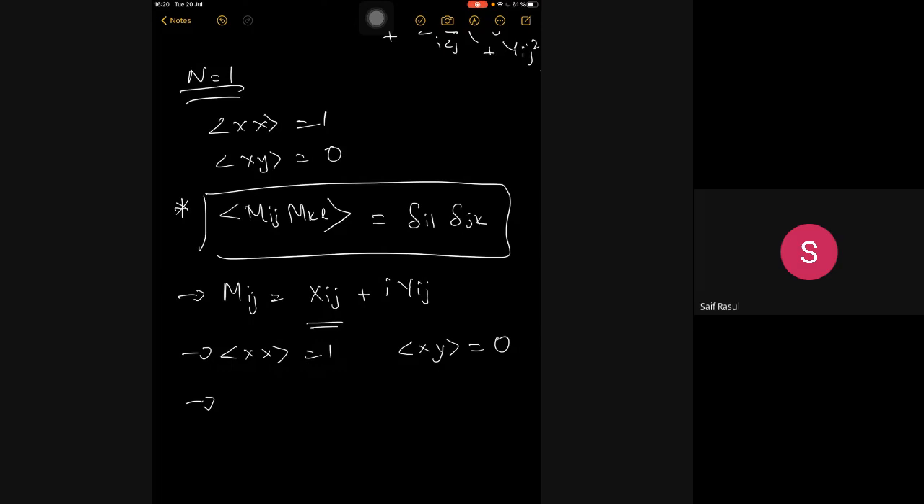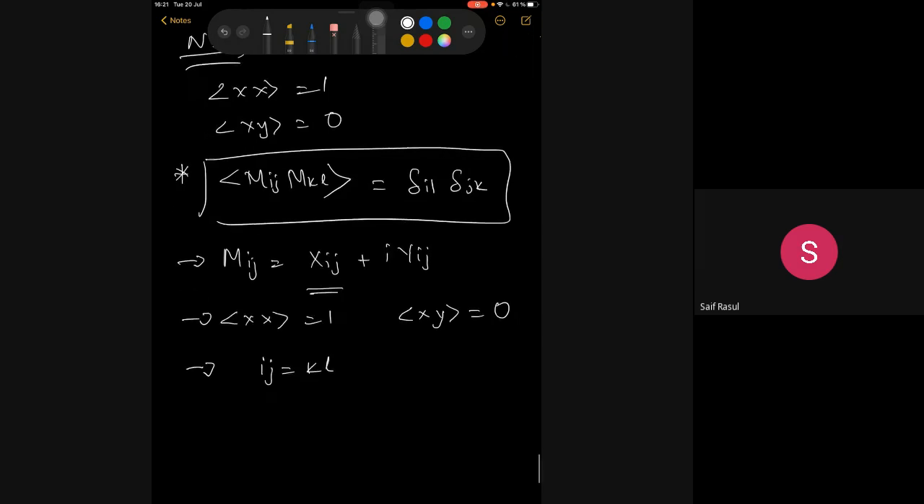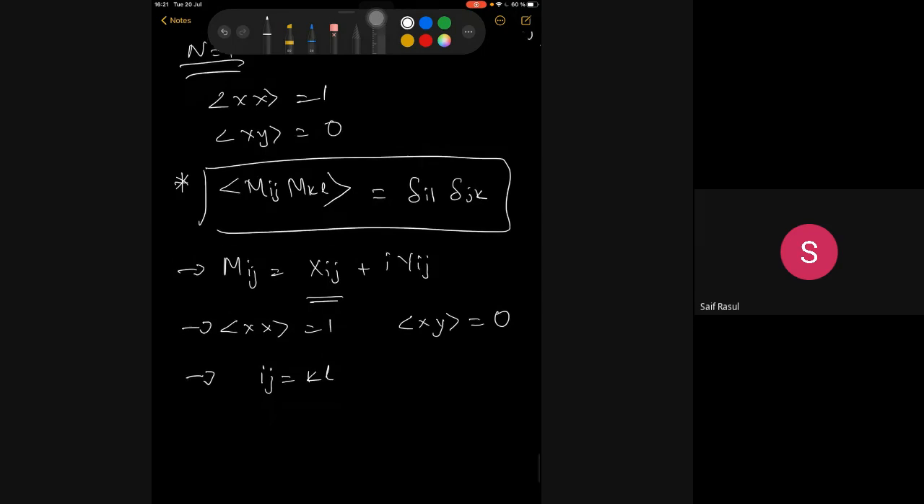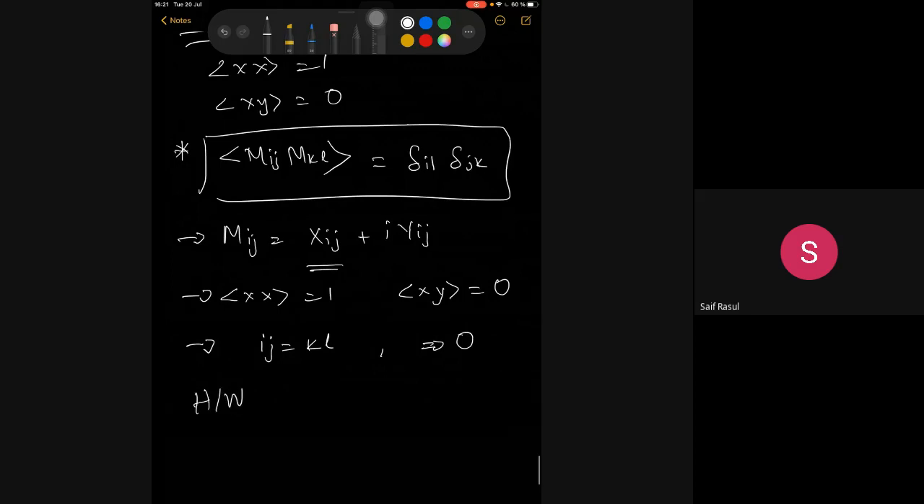Let me give you another hint of how to compute this. Mij, if they are the same, that is, if ij equals kl, then if you try calculating it, you will get a 0. So these three are your hints on how to compute them.